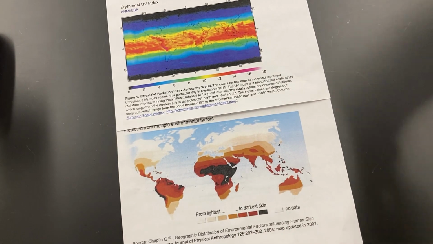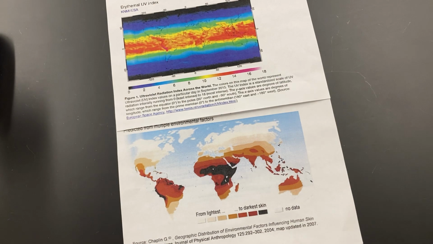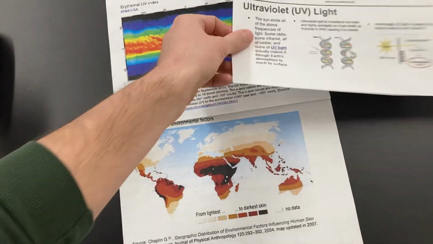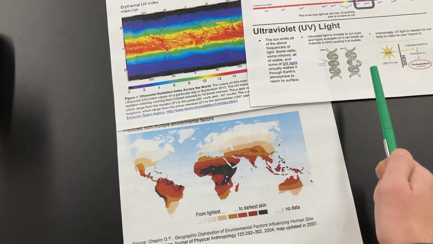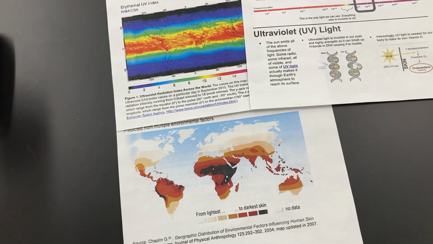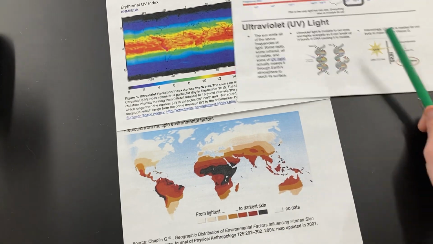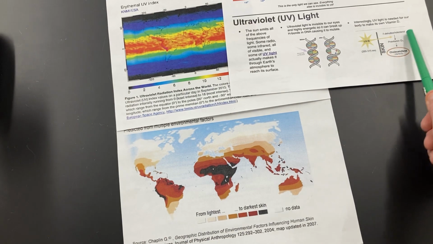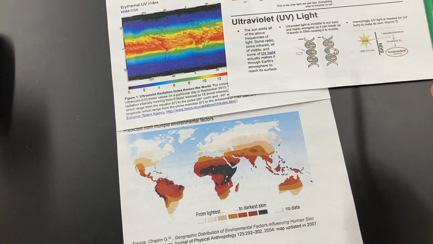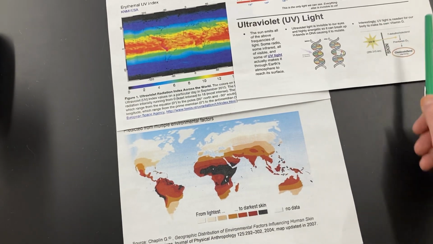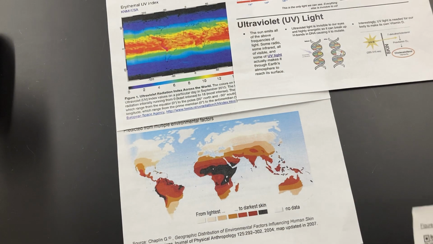So here we have correlation, but that does not mean causation, so we have to come up with some causal mechanisms. We have some information on UV light that it breaks the bonds of DNA, so in other words, it could cause mutations, but it's also really important for us to make vitamin D. We need UV light in order to make vitamin D.